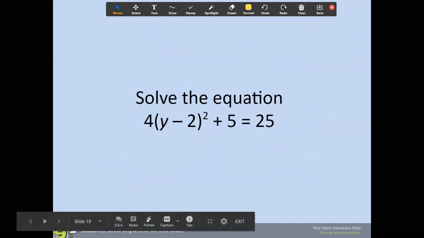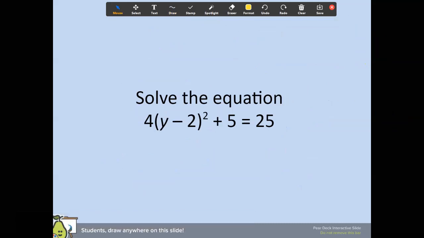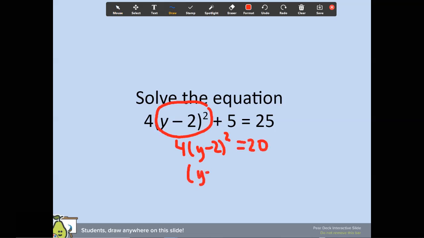So on this one, we're going to solve. When I'm working this out, I'm just solving for y. They just have a y in the equation. First thing, I'm going to try to get this isolated. That's my first step. So I'm going to have 4 times y minus 2 squared. I'm going to minus my 5 and get a 20. I'm going to divide by 4, and I get a 5.